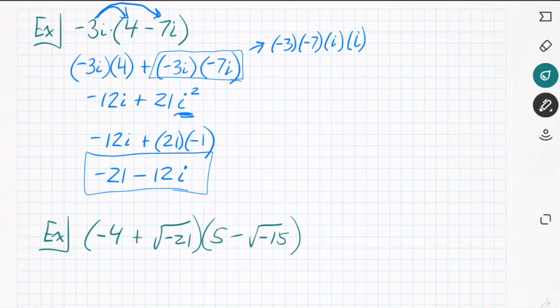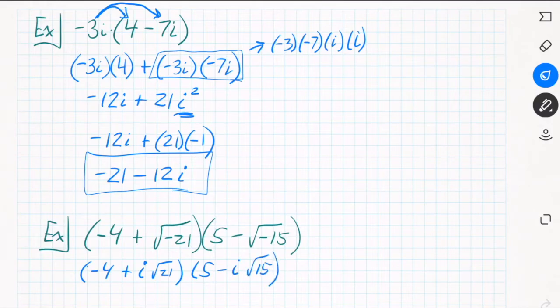All right, so if they're not in terms of a complex number to start off with, without that i, but you see a negative underneath a square root, you're really going to have to deal with the i first. So when I write this the first time around, I'm going to write i square root of 21. And over here, I'm going to write minus i square root of 15.